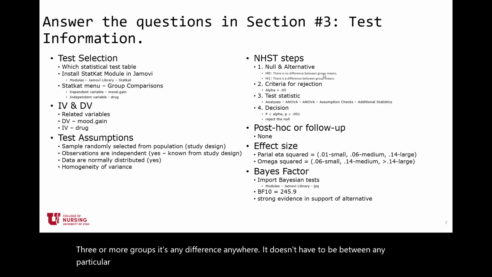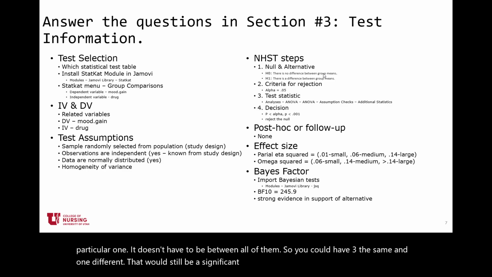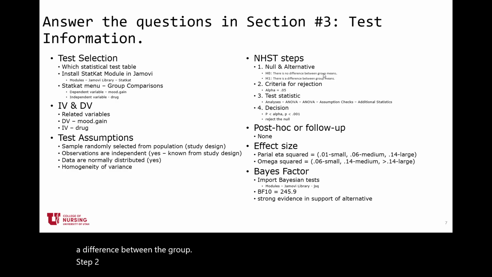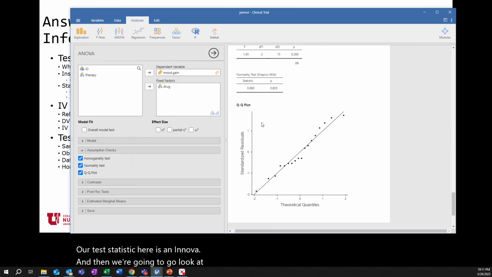It doesn't have to be between all of them. So you could have 3 the same and 1 different. That would still be a significant result. The alternative hypothesis, or H1: there is a difference between the group means. Step 2 for NHST steps, our criteria of rejection is alpha 0.05. Our test statistic here is an ANOVA, and then we're going to go look at our results.